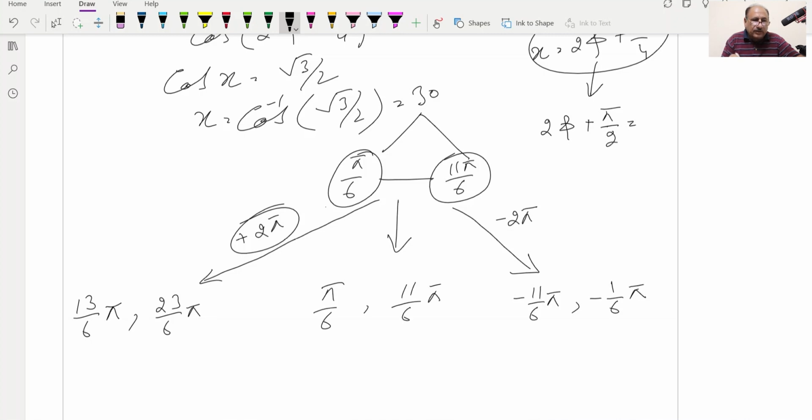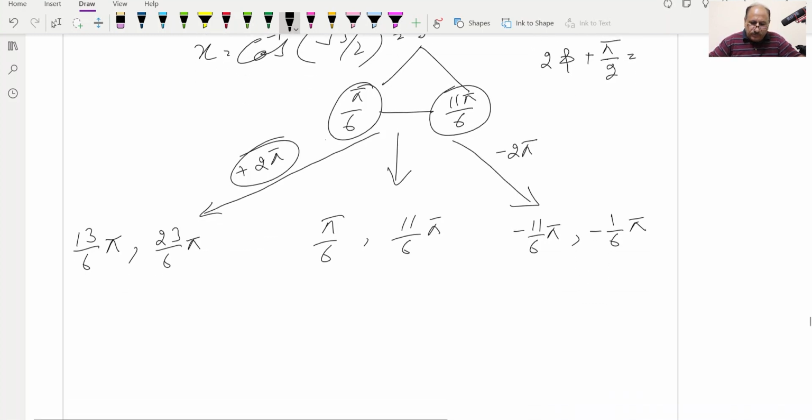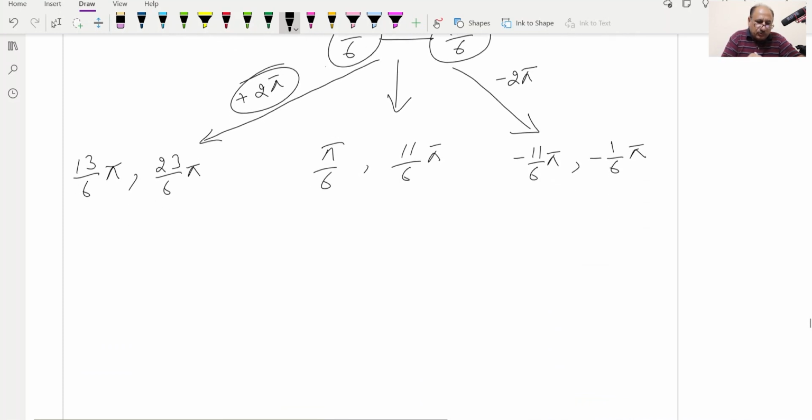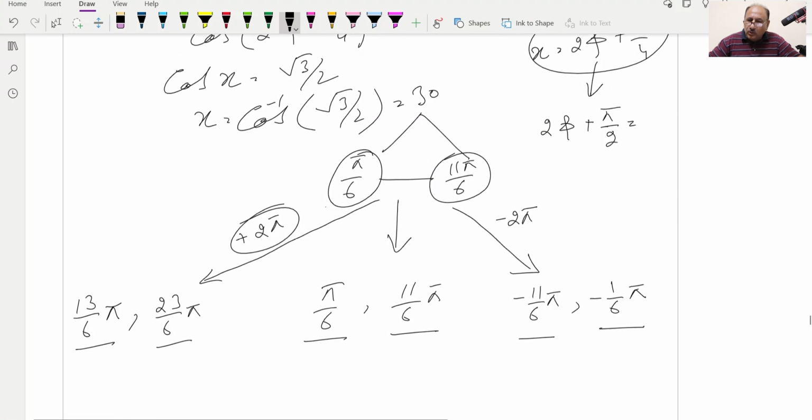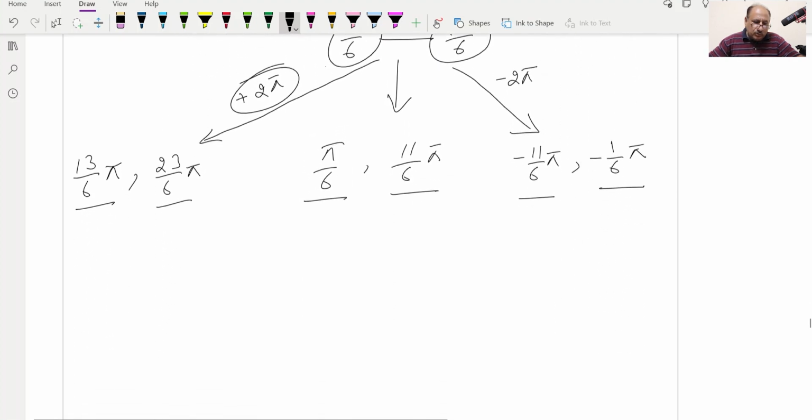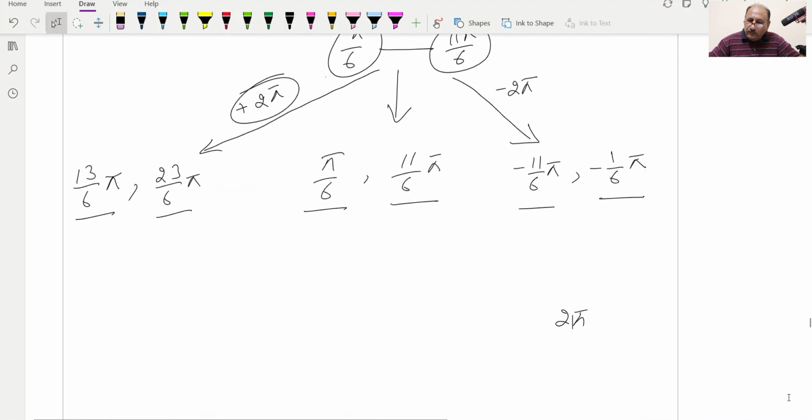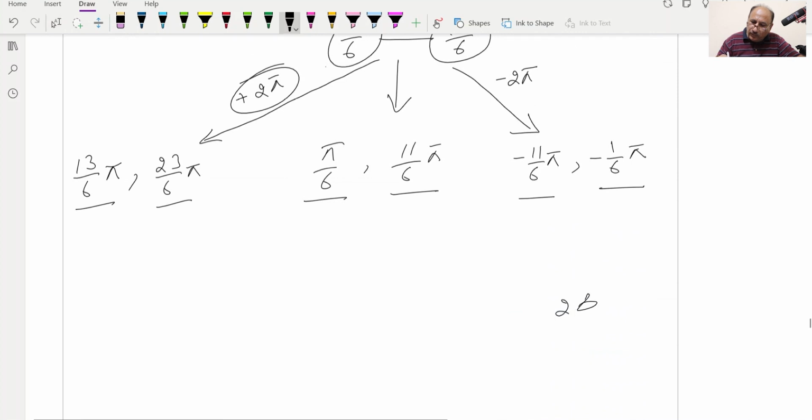And one value we can basically directly take, pi by 6 and 11 over 6 pi. Now basically we have to subtract this one. Okay, so after taking this one, we can subtract. So we have these six values: 1, 2, 3, 4, 5 and 6 values. Now we have taken x is equal to 2 phi plus pi by 4. So 2 phi plus pi by 4 is equal to x. This is what we have taken.